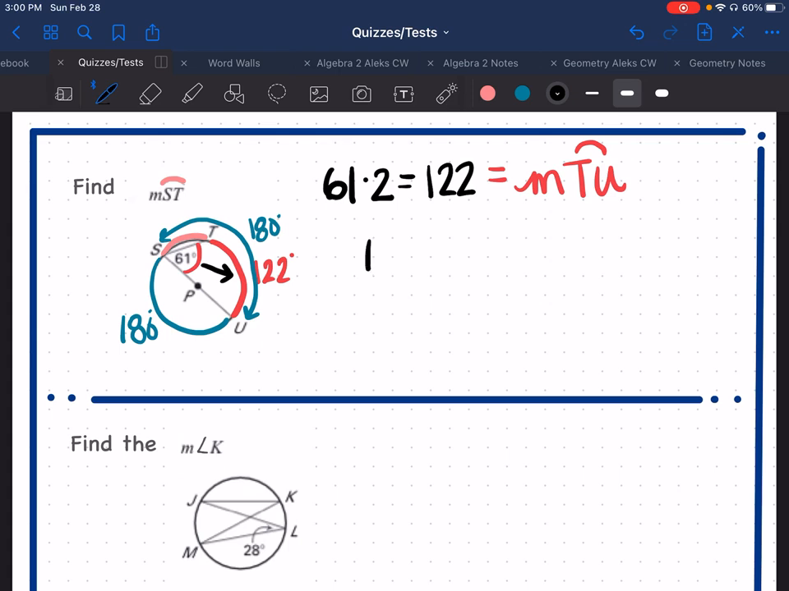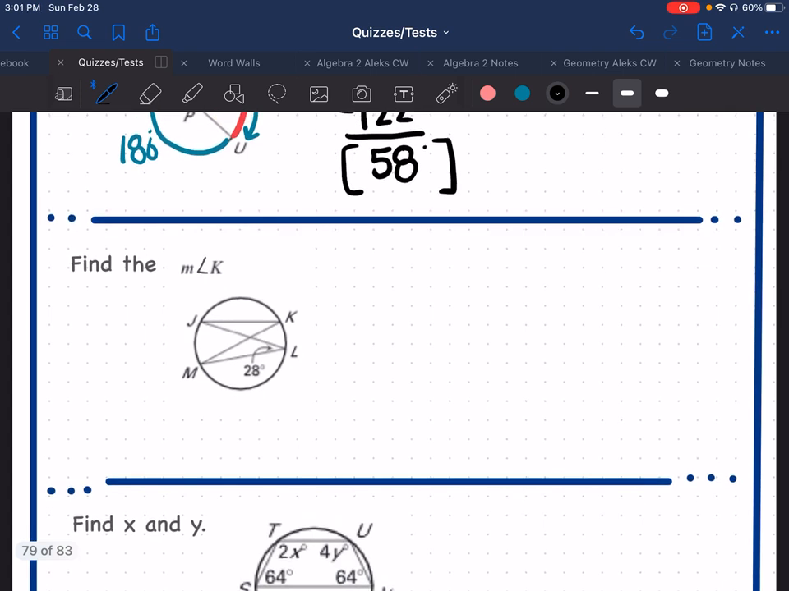So I'm going to take my 180 and I'm going to take away the 122 that I just found, and that is going to give me my answer. There it is. There is my answer. SU is 58.